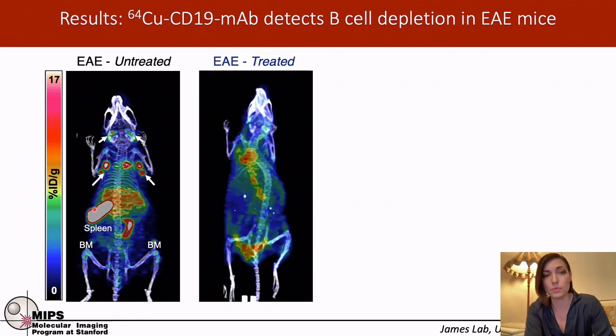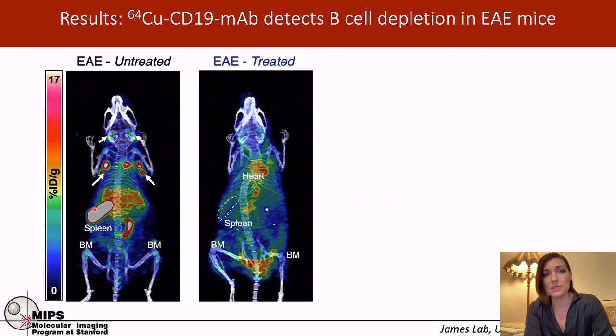So really beautiful. And then in a mouse that has been treated with CD19, we see the spleen signal has gone away. The bone marrow signal is very low, negligible. You don't see the lymph nodes anymore. So you think, oh, this is great. Looks like the therapy worked. Fantastic, we're done here. No, unfortunately, that's not the case, because this mouse here is still rather sick.